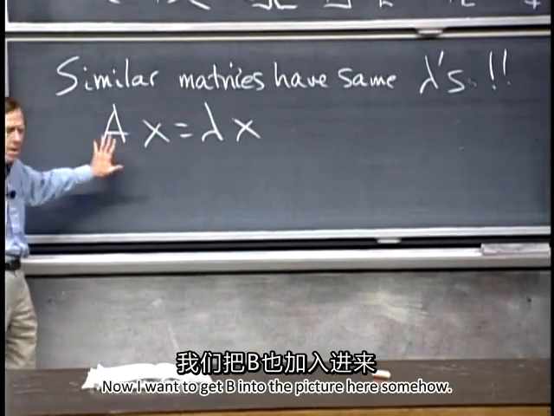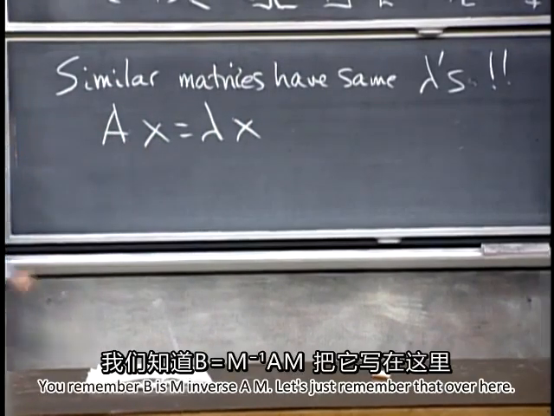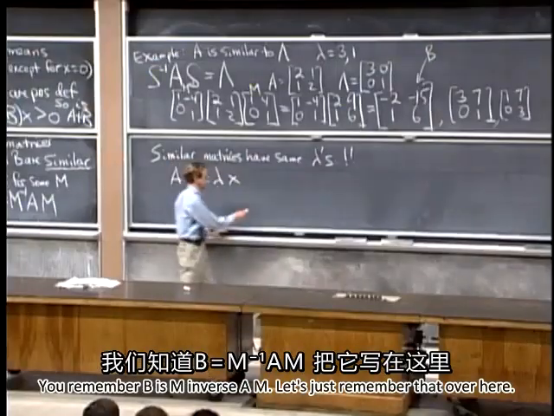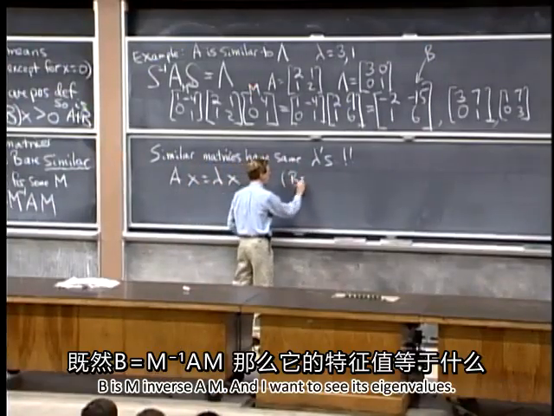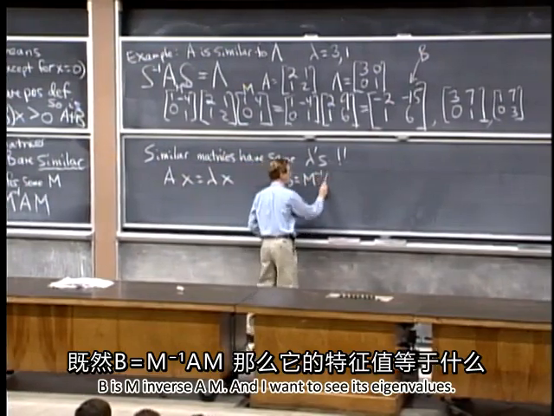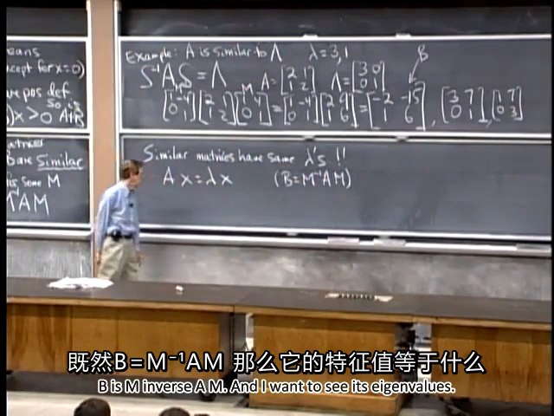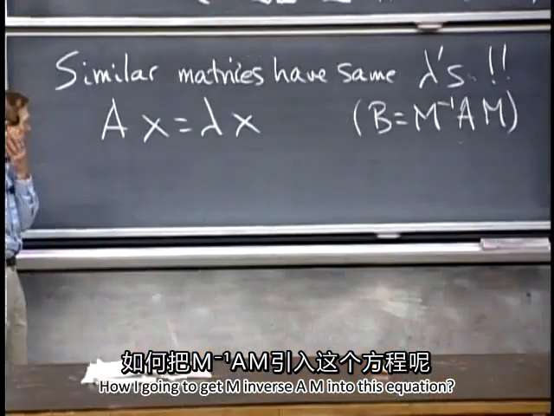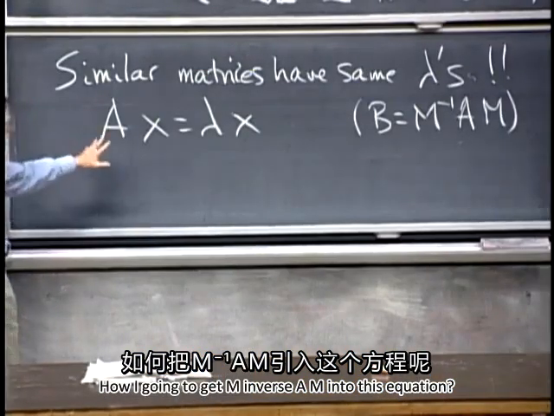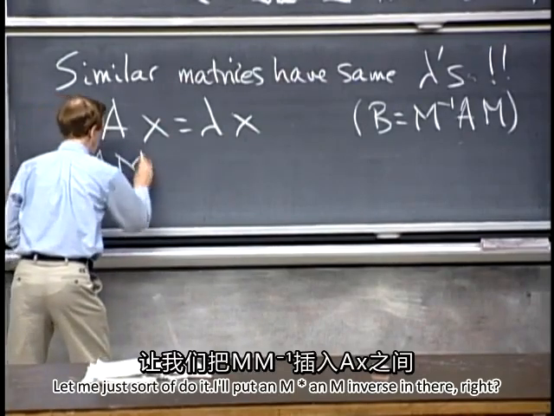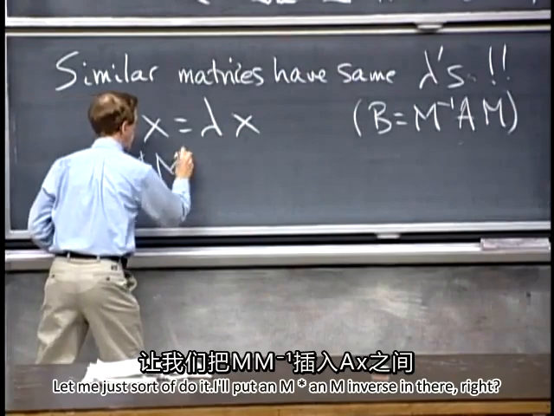Now I want to get B in the picture here somehow. Remember, B is M inverse AM. Let's just remember that over here. B is M inverse AM, and I want to see its eigenvalues. How am I going to get M inverse AM into this equation? Let me just sort of do it. I'll put an M times an M inverse in there.